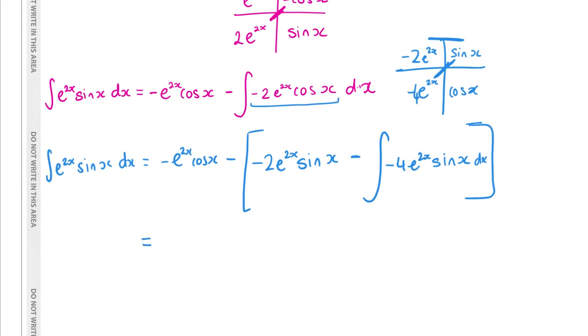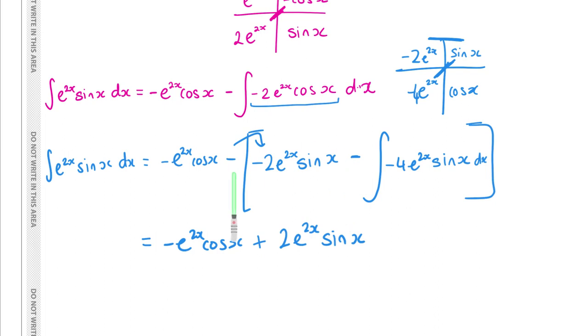So now what happens? Let's just clear this all up a little bit. Minus e to the 2x cos x. This is now going to be a plus, right? So we're going to have plus 2e to the 2x sine x. Now, I'm going to factor out minus 4 from here. So this becomes plus 4. And now it becomes a minus.